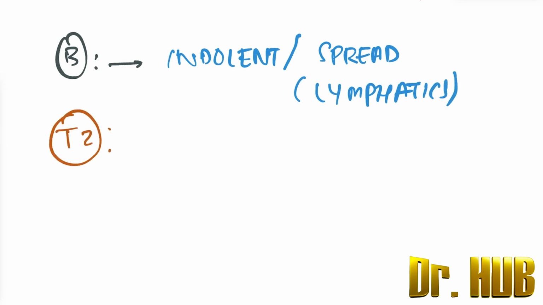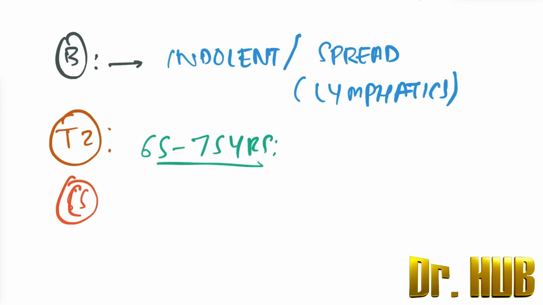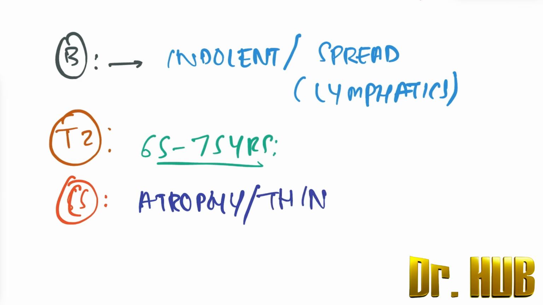Next we look at T2. T2 refers to type 2. What is the age? The age is 65 to 75 years. How are the clinical settings? The clinical settings include atrophy and the thin physique.